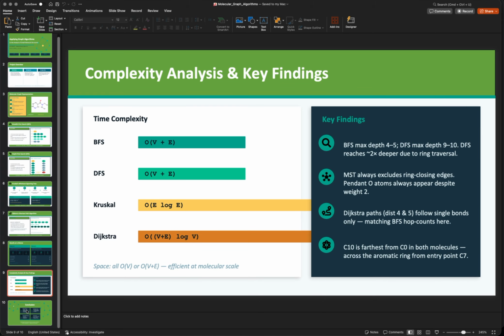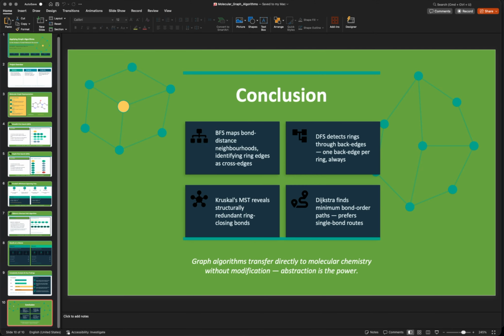And here are the conclusions. I can summarize that BFS explores layer by layer and finds the ring edges, and DFS goes deep and counts the rings, with one back edge per ring. Kruskal's MST shows which bonds are necessary and which are extra, and finally the shortest path finding prefers single bonds over double bonds.